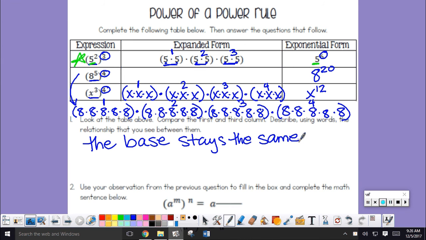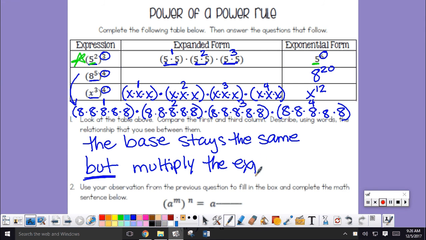Okay, but then what's happening to the exponents? But what are we doing to the exponents? We're multiplying them. Multiply the exponents. Awesome. All right, so in this example with just variables, a to the m to the n power, what are we going to do to those exponents? We're going to multiply them. So it's going to become a to the m times n. A to the m times n. Very good. All right, let's do a few examples.